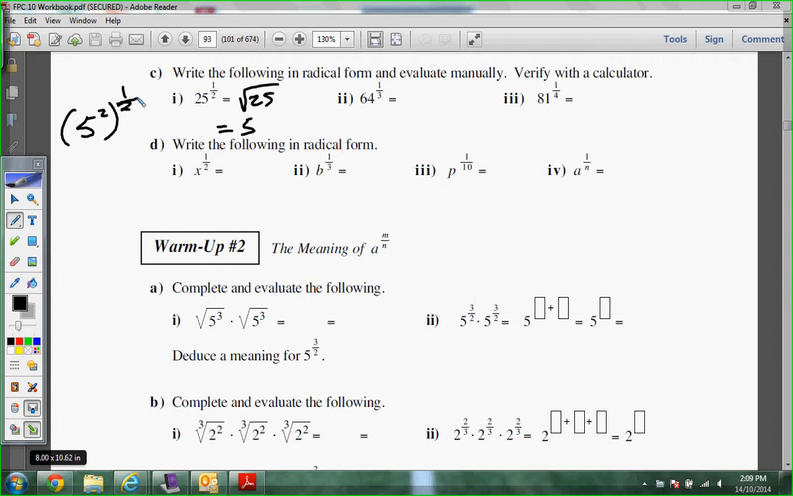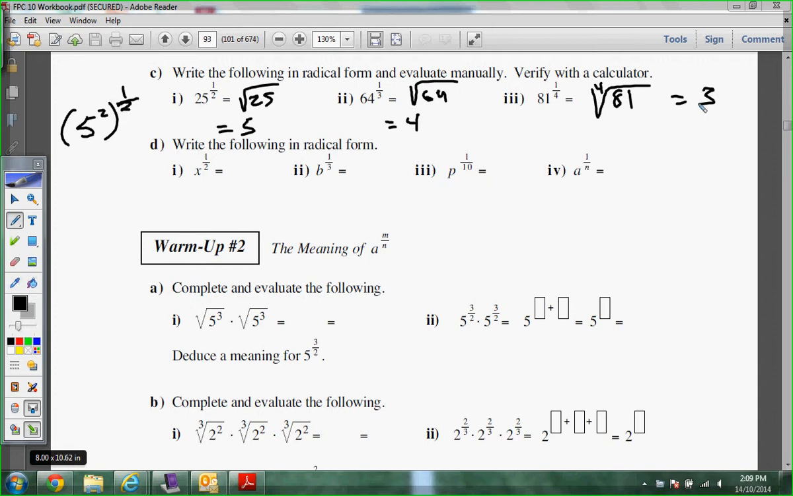Okay, 64 to the 1/3 is cube root 64, which is 4. Okay, and 4th root of 81, and that's going to be 3. So now we went from rational exponent form to radical form. Now we're going from exponent form to radical form. So we're changing these from exponents to radicals.